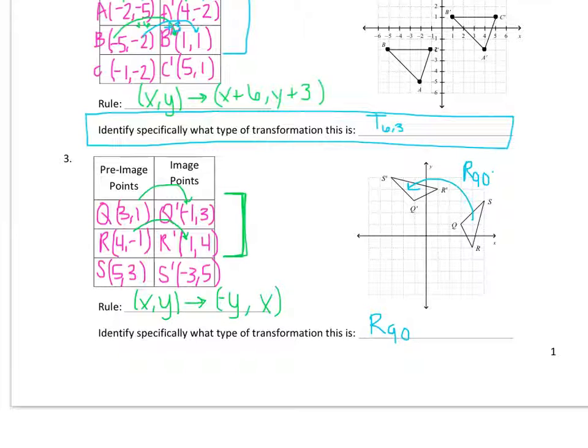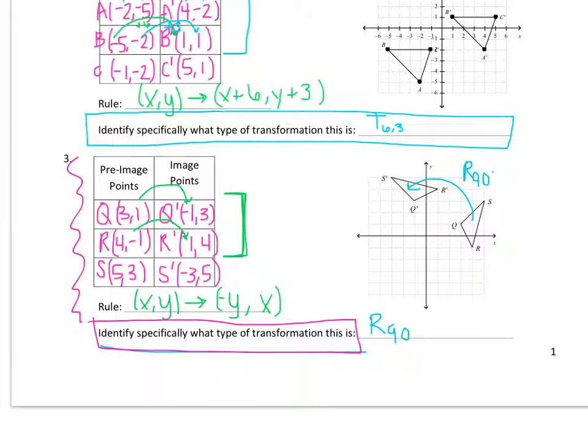On a Regents exam or on a Common Core exam, if you are asked to identify the type of transformation performed, the only thing that they're going to give you is this statement here: identify what type of transformation is performed. Meaning that they're not going to give you all of this setup here, the table with the preimage and image points or the rule. You will have to come up with this on your own. So please be aware that you will have to do more of this work on your own than what I've scaffolded here for you.